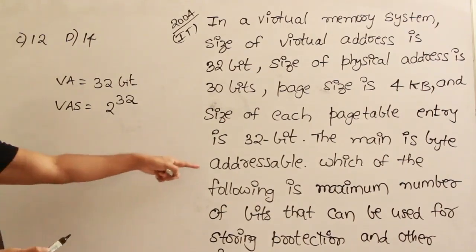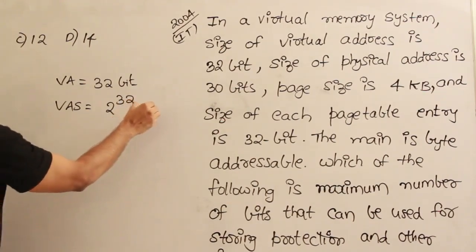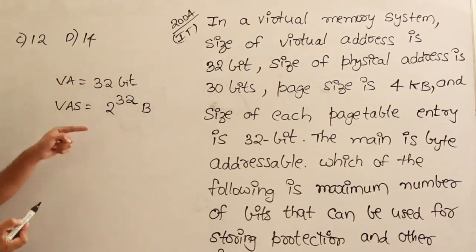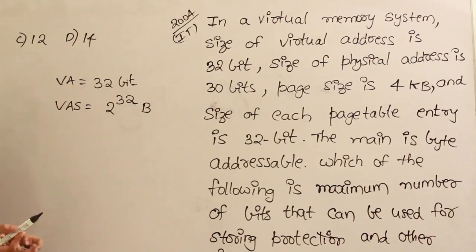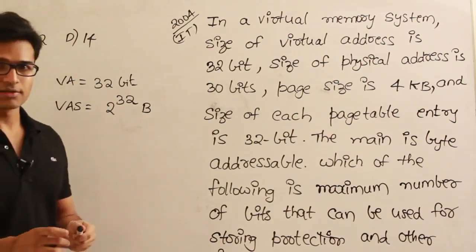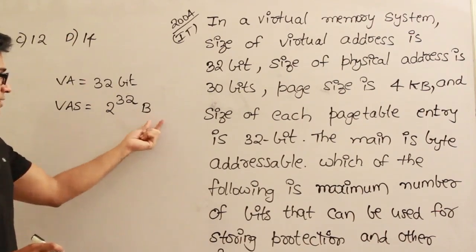They are saying that it is byte addressable, therefore I am going to write it as bytes. In case they say that it is word addressable, then I will write it as 2 power 32 into words, and then I can convert words into bytes by using the information about how many bytes each word is, right? So this is why this is required.